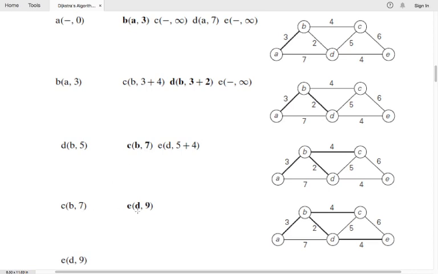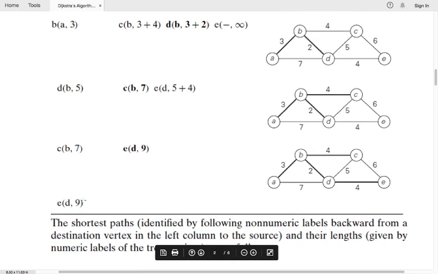Now the remaining vertex is E. So previous is 7. C to E, there is a path with value 6. So 7 plus 6 is 13, right? 7 plus 6 is 13, but the previous value is 9, which is better. So I'll retain E of D comma 9 here. So this is also selected.